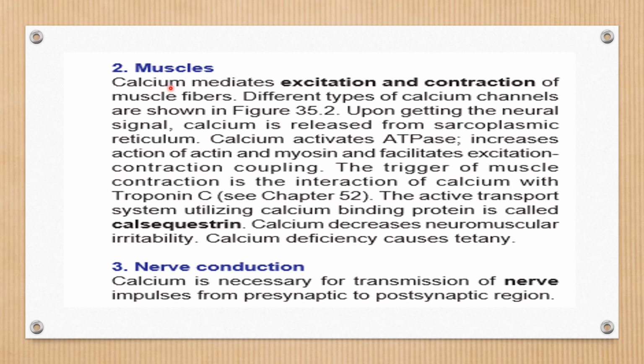The second important function of calcium is that it mediates the excitation and contraction of muscle fibers. Calcium activates the ATPase and it increases the action of actin and myosin, and thus it facilitates the excitation contraction coupling. The third is nerve conduction. Calcium is necessary for the transmission of nerve impulses from presynaptic to postsynaptic regions.